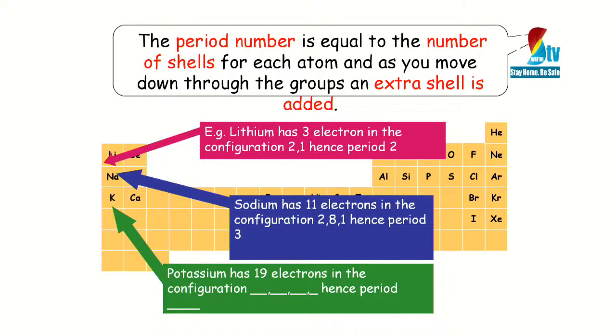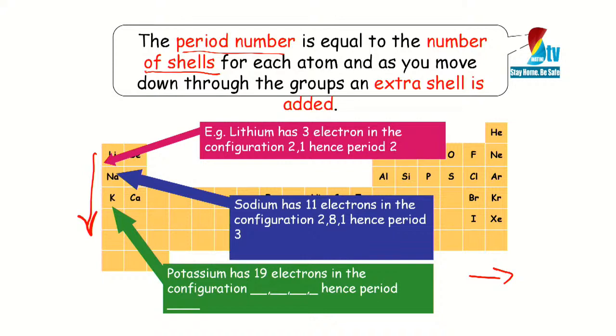This is now our periodic table again. The period number is equal to the number of shells for each atom, and as you move down through the group, remember the group is going down, the period is going sideways, horizontally. Now let us just look at these few elements.